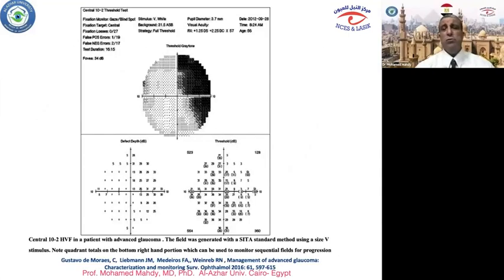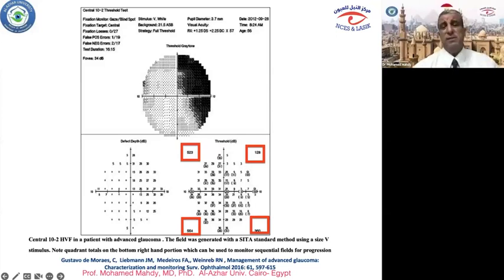Also, you have to resort either to examining the quadrant total sensitivity, which is a very important point in the central 10 degrees existing in the Humphrey visual field, or to a point-wise comparison. This point was defective by 5 decibels, now it is defective by 30 or so, so you compare it point-wise, as you could see here.